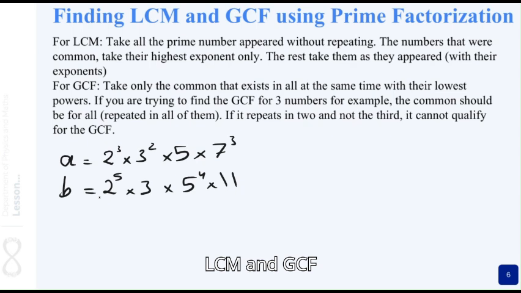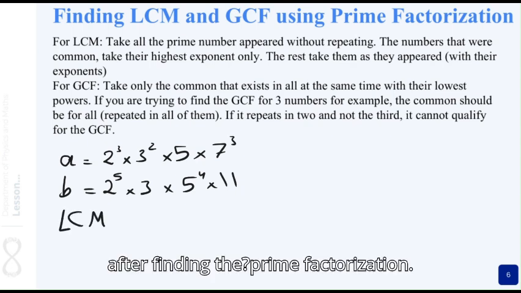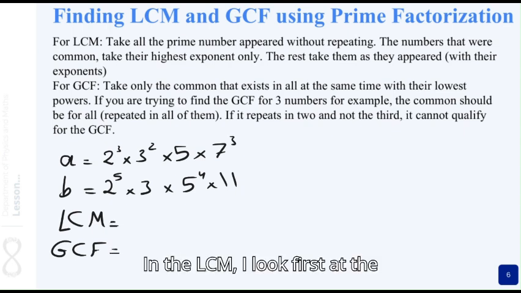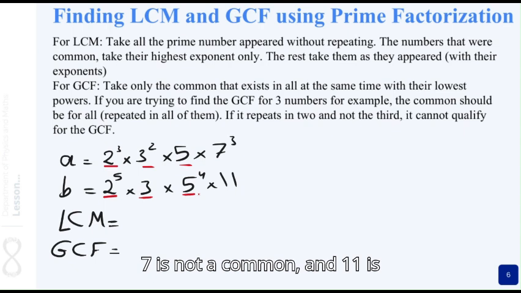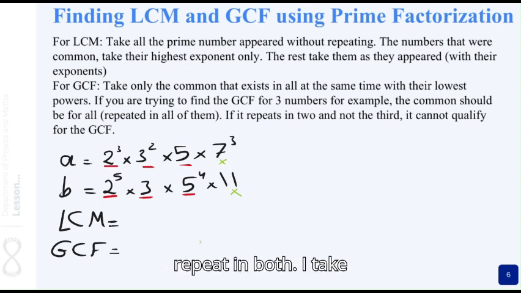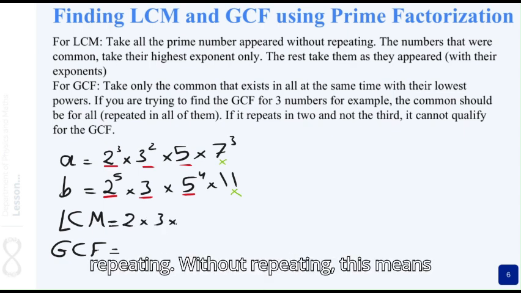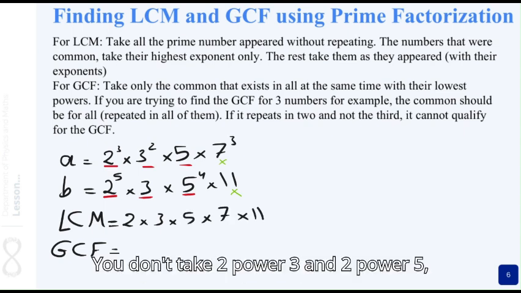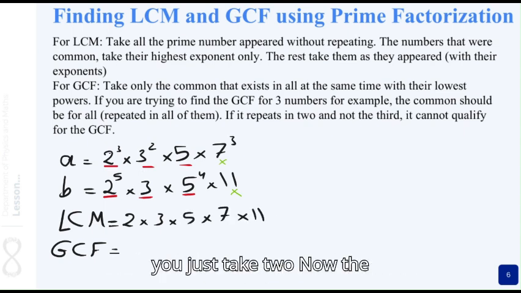How do I find LCM and GCF after finding their prime factorization? In the LCM, I look first at the commons. I see that 2 is a common, 3 is a common, 5 is a common, 7 is not a common, and 11 is not a common. This means it does not repeat in both. I take all of them initially without repeating. Without repeating, this means you don't take 2 power 3 and 2 power 5, you just take 2.